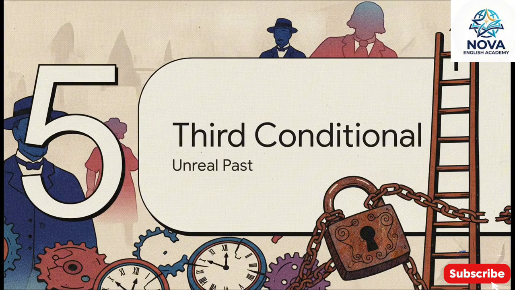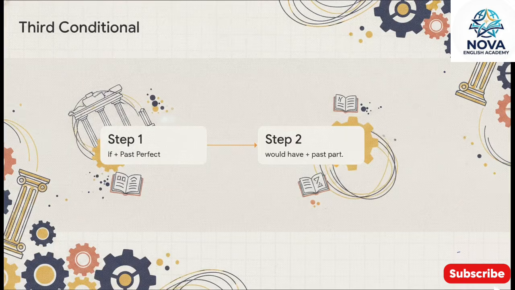Section 5, the third conditional. Welcome to the unreal past. We have reached the very top of the ladder. This is the realm of absolute impossibilities. And they are impossible solely because they are permanently locked in the past. We can't change what already happened. So the formula steps even further back in time. The condition now demands the past perfect, so that's had plus the past participle, and our result shifts over to would have plus a past participle.